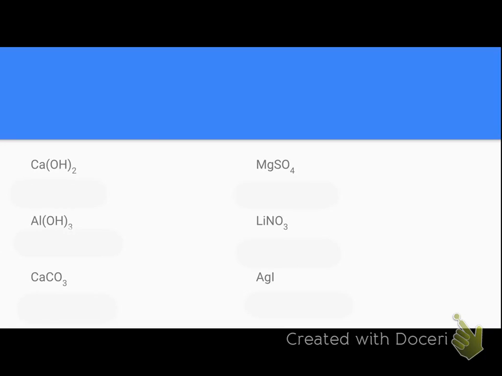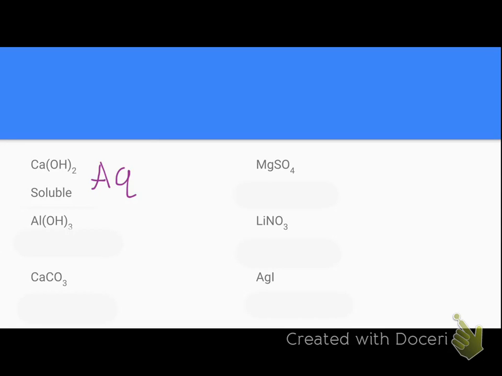So let's do a few practice ones here. Looking at the first one, we have calcium hydroxide. If you find the column where it says hydroxides, it should say all hydroxides are insoluble except, so all hydroxides are solids except for those of sodium, potassium, barium, and calcium. Those are soluble. So calcium is one of those, so this is going to be soluble. We would say that this would be aqueous.